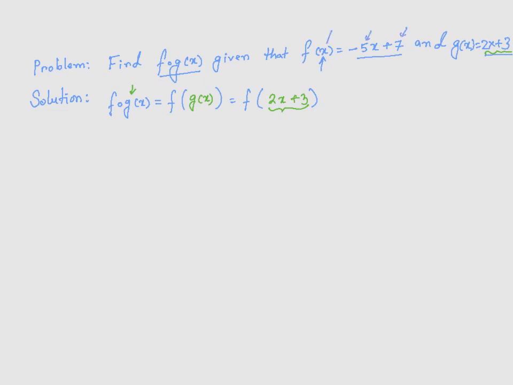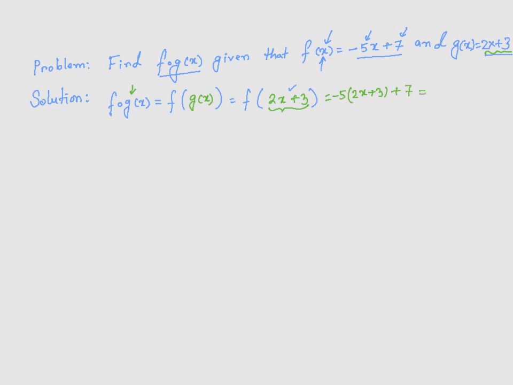Now what if I replace this x by 2x plus 3? It's going to do the exact same thing. It's going to take the 2x plus 3, multiply it by negative 5 and add 7 to it. Now we just need to simplify it.